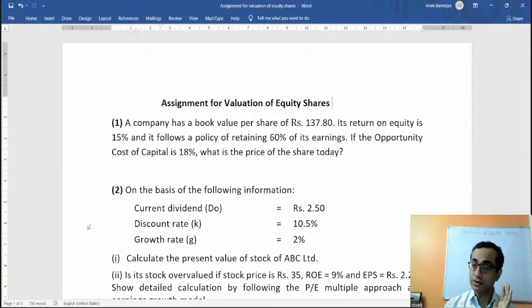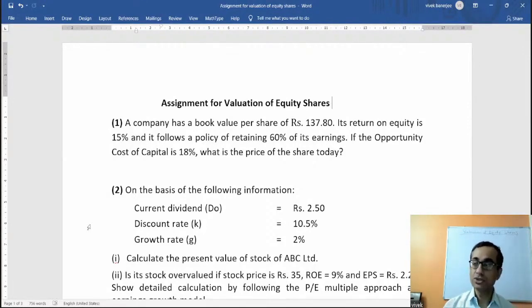And then we come to the valuation of right shares. We have taken one question on valuation of right shares also, and lastly, we ended the session with the valuation of preference shares, means valuation of both redeemable preference shares and irredeemable preference shares. So this was all about our previous lecture.